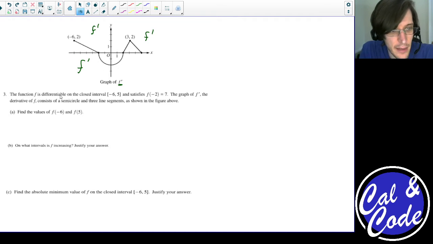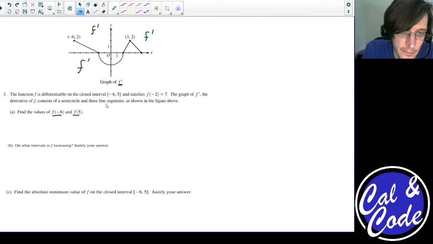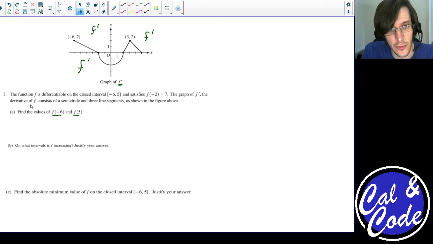And f prime is a semicircle. We can see that right over here, centered about the origin, and 3 line segments that are shown up here in this graph. So the first thing they want me to do is a relatively simple beginning task, and that is they want me to find two values of f. That has to do with integrating, finding some area underneath some curves here.